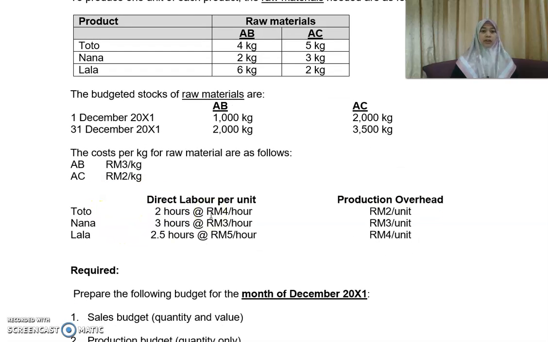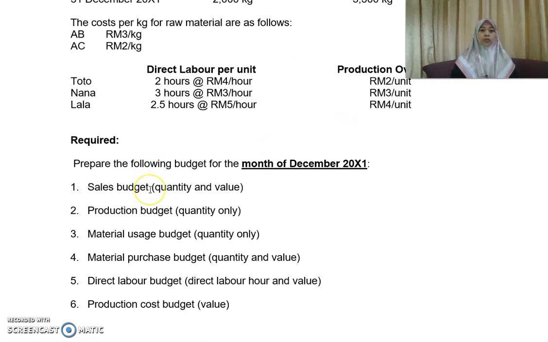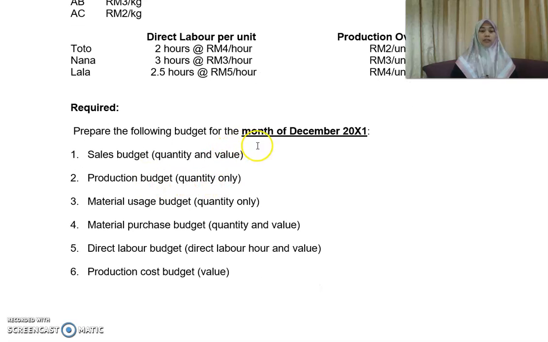In addition to that, you are also being given the information about the direct labor per unit for Toto, Nana and Lala, as well as the information about the production overhead. What is it that you are required to do? You are required to prepare the following budgets for the month of December 20x1. The first one is the sales budget. The second is the production budget. Next is the material usage budget. After that, the material purchase budget, direct labor budget, and the production cost budget.